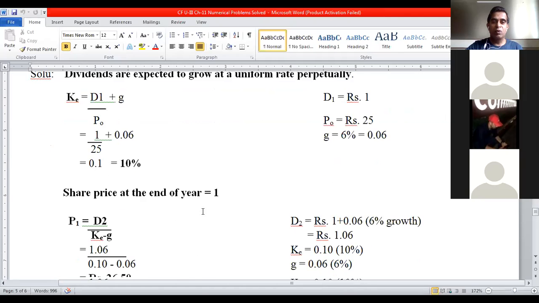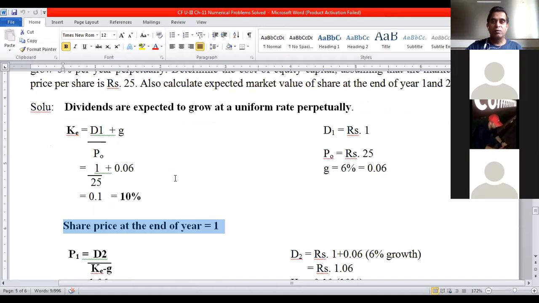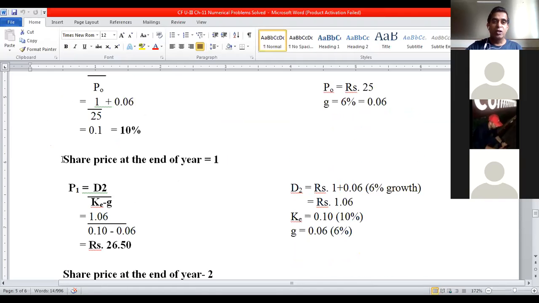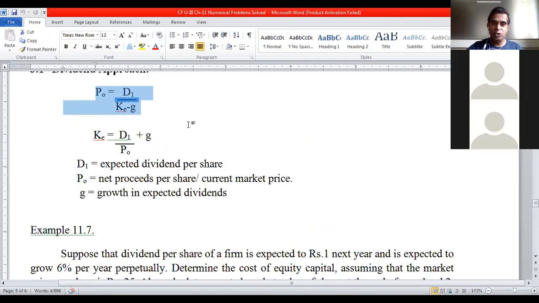With this, I will go to the second part of the problem, which is slightly complicated, so I request your attention. We have also been asked to calculate the expected market value of the share, meaning the market price of the equity share at the end of year 1 and year 2 separately. So we are going to calculate the equity share price at the end of year one, where we are going to use this formula: P0 is equal to D1 divided by KE minus G.